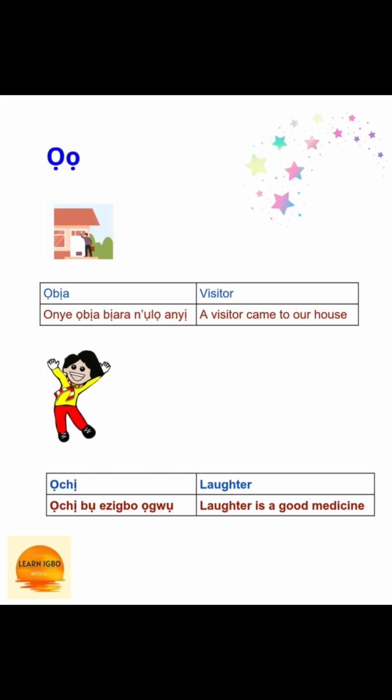Second example. Ọchị. Used in a phrase or sentence: Ọchị bụ ezigbo ọgwụ. Laughter is a good medicine. Ọbịa. Ọchị. Ngwanụ, ka ọ dịbanụ. Thank you.